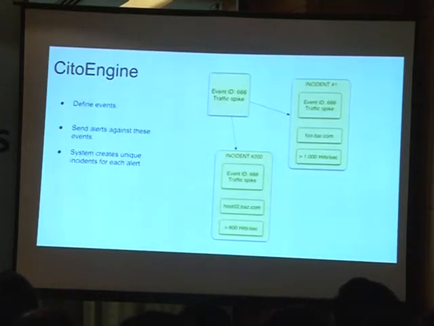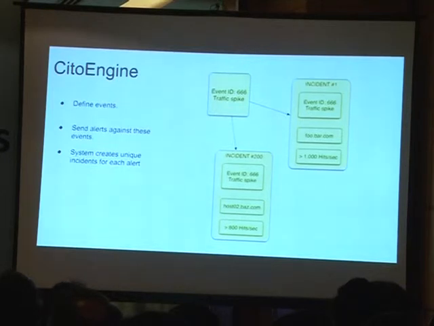So when I said defining an event, let's say in this case I define an event which is called 666, and it relates to traffic spike. So for an event, your monitoring systems will start throwing incidents. So let's say here incident 200 depicts that there is a traffic spike on this host, and this is the value. You can have a separate incident coming in on the event saying that there's a traffic spike on the other host called foo.bar.com, which is for X amount of events.